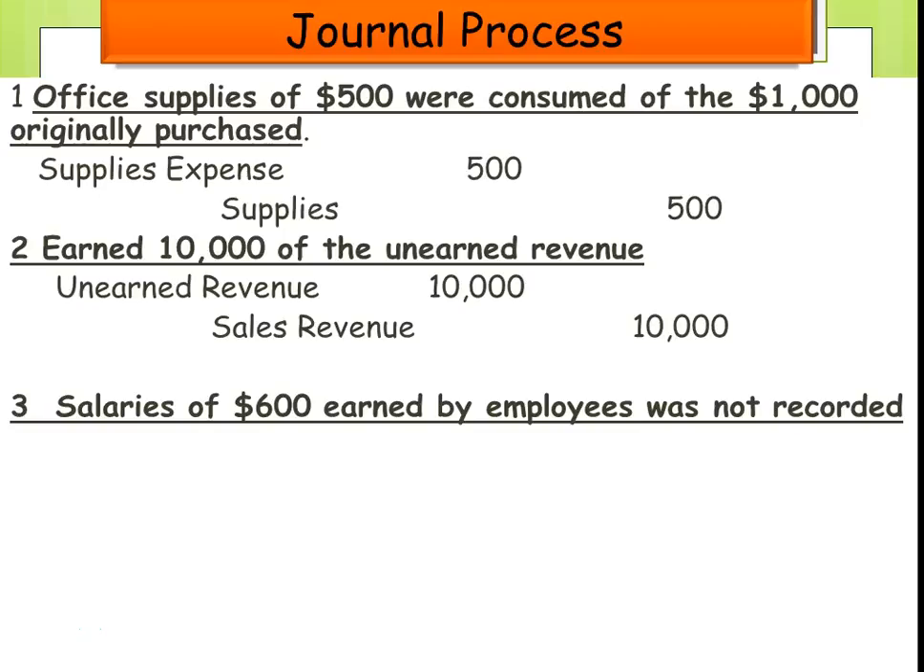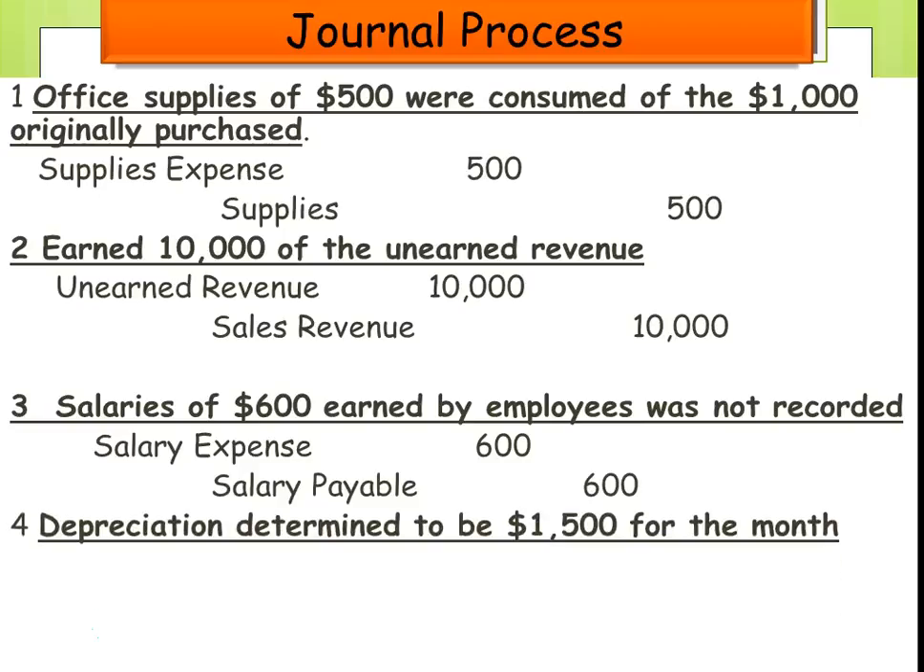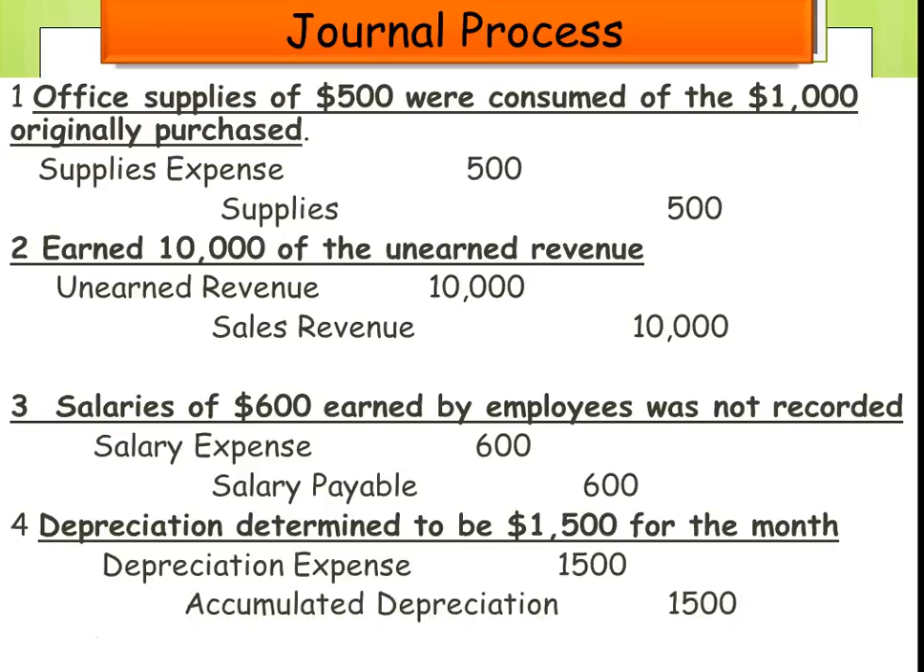The next things we're going to talk about are things that are not on the books at all. These are accruals, and in this example, we have $600 in salaries that we owe employees that are not on the books, so we need to record the expense and set up a liability. The other thing we need to do is book depreciation on our assets. If $1,500 is for the month, we're going to book the expense called depreciation expense and set up the contra asset account called accumulated depreciation.